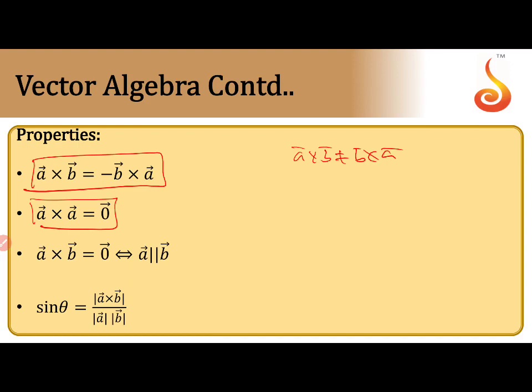So that means we can call it the zero vector. The angle between A bar and A bar is 0. That means modulus A into modulus A sine 0, and sine 0 is 0. Therefore A cross A is 0.